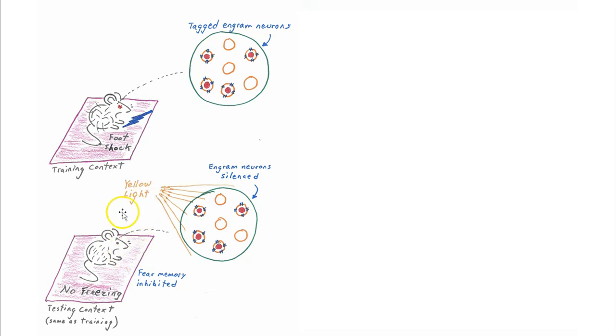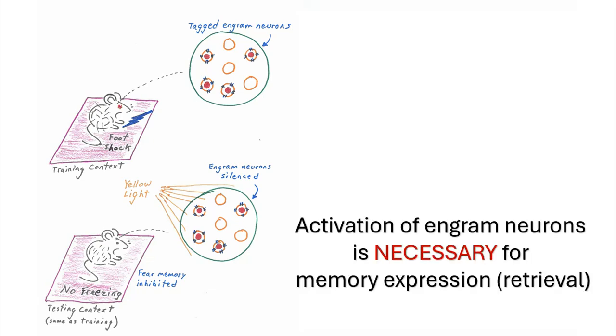Why is that? Because at the very moment they put it back into the red chamber, scientists turned on the yellow light, shined yellow light on the engram neurons, and that's going to silence them. So when scientists silence these engram neurons, the animal cannot retrieve the fear memory. What this shows is that activation of engram neurons is necessary for memory expression, the retrieval of the memory. If you block the activity of those engram neurons, the animal cannot retrieve the fear to that training context.